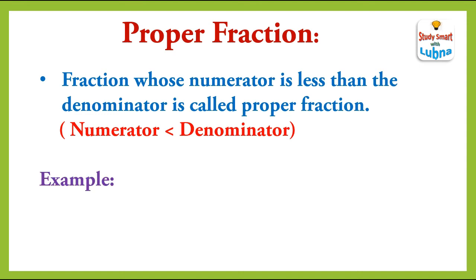For example, 3 upon 4. Here you can see that the numerator is 3 and the denominator is 4. Numerator is less than 4. Another example, 11 upon 14. Numerator is 11 and denominator is 14. Numerator is less than 14. And the last one is 9 upon 18. Again, numerator is less than denominator. So this type of fraction is called a proper fraction.